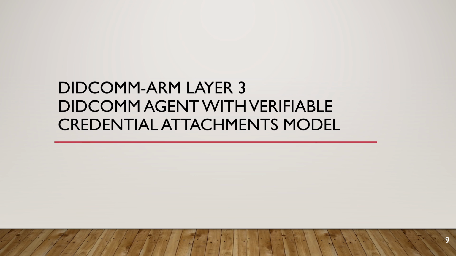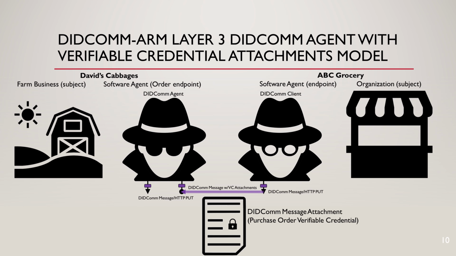So let's look at layer 3 just as a reminder of where we left off last time. Layer 3 in the DIDCOMM-ARM. This is about ABC Grocery being able to send a purchase order for 10 cabbages over to David's Cabbages, which is a farm business.